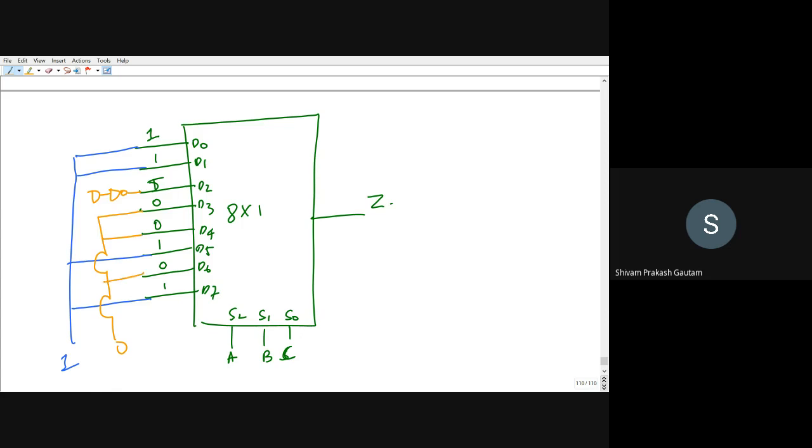So you can see what we have done. In problem 4, variables are provided to you, and we have been asked to implement it using 8x1. So that is why we have used an 8x1 multiplexer, and we have represented the function that has been provided in our problem. Is it okay?